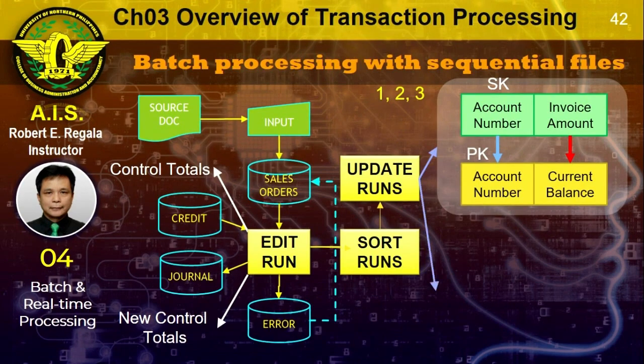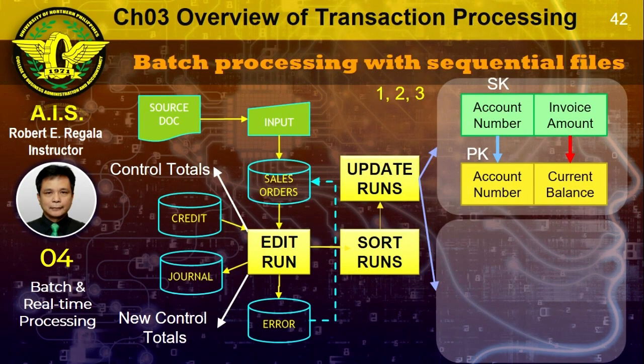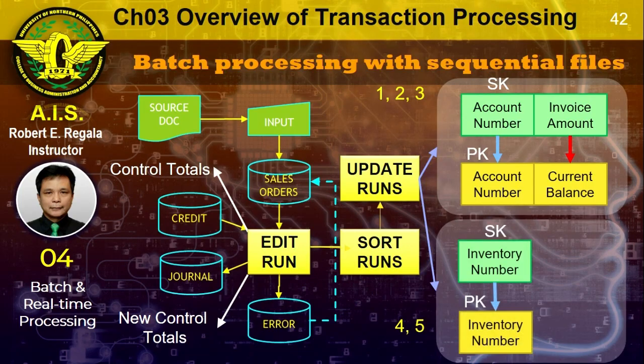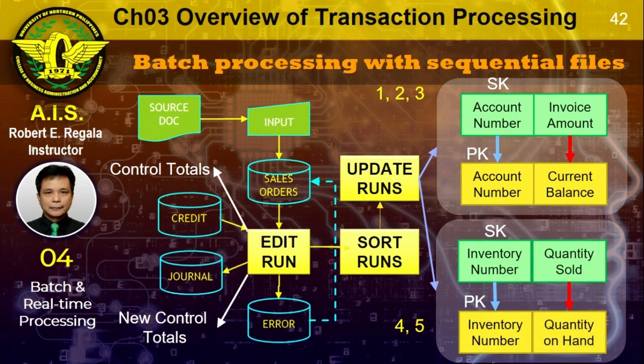Next, number 4, inventory number is used to search for the corresponding record in the inventory master file. And 5, the inventory update program reduces inventory levels by deducting the quantity sold in a transaction record from the quantity on hand field value in the inventory record. When these are done, a new sales order record is read, and the process is repeated until the program reaches the end of file and stops the process.